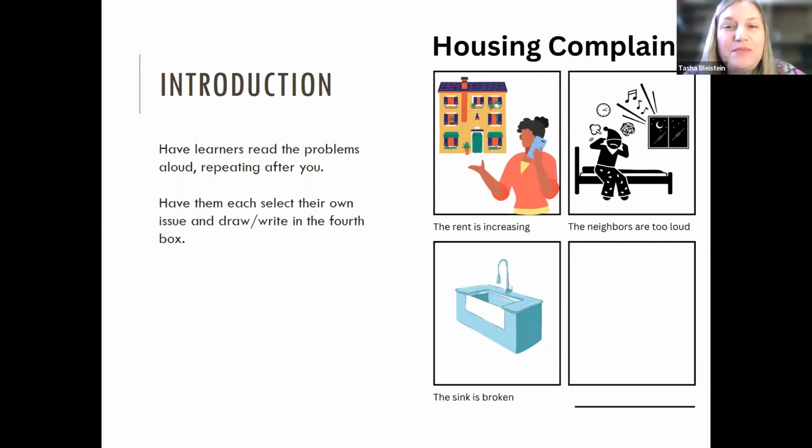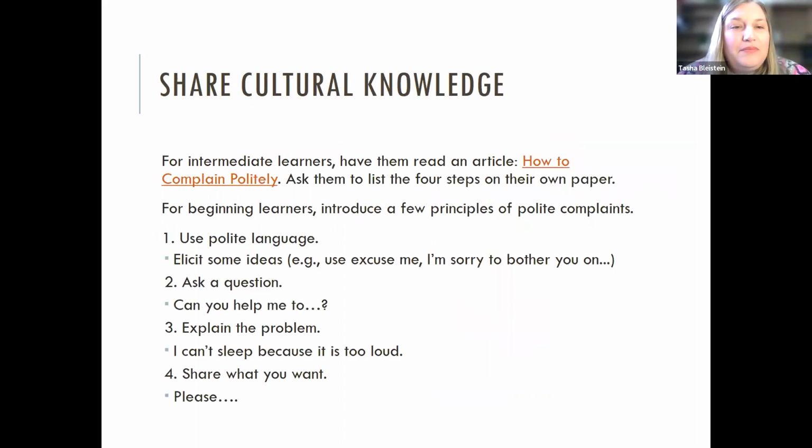So then I might have them focus in on something like housing complaints. So the rent's increasing, the neighbors are too loud, the sink is broken. And then for the fourth one, they can create their own. This especially might help them to identify something that they're currently facing. And then we could do a short reading if you have intermediate level learners, there's a sample reading there.